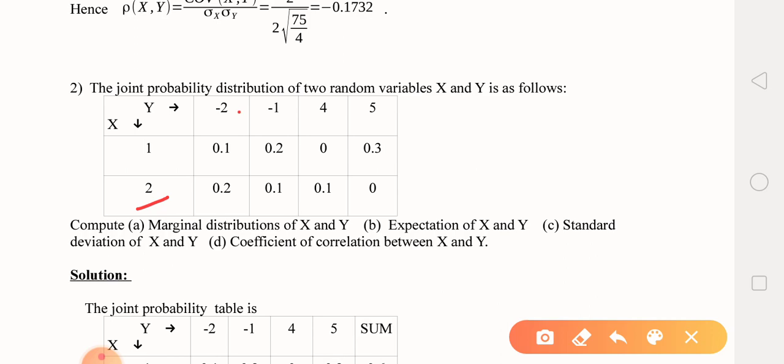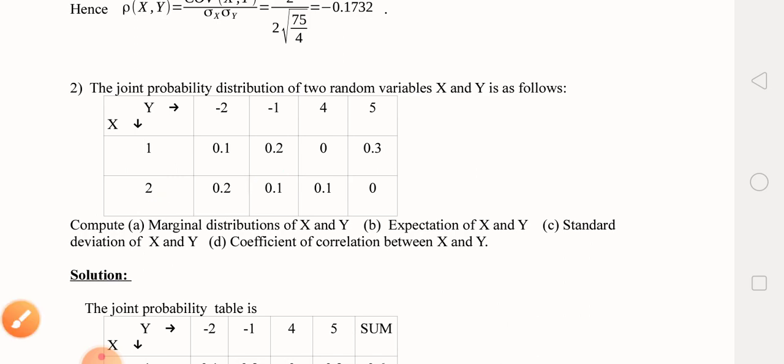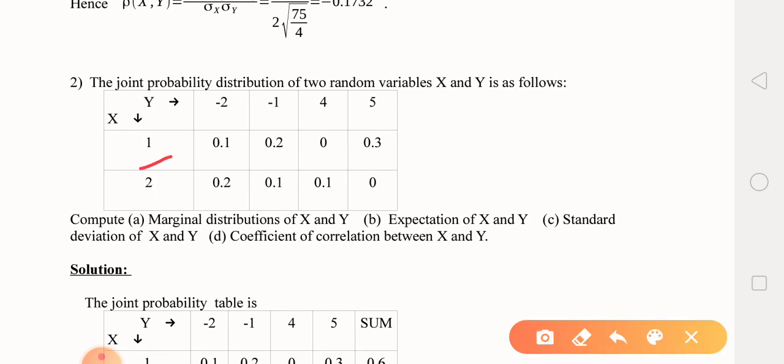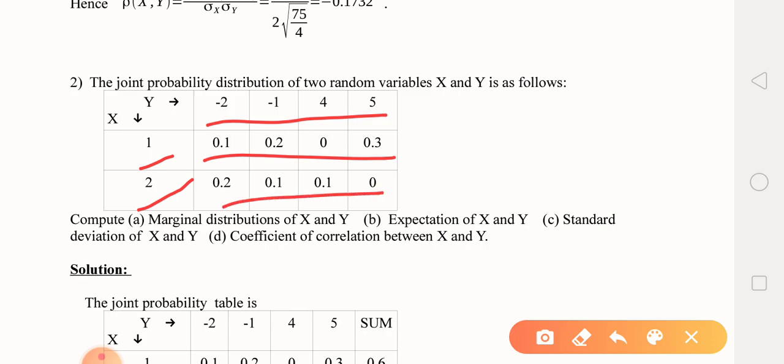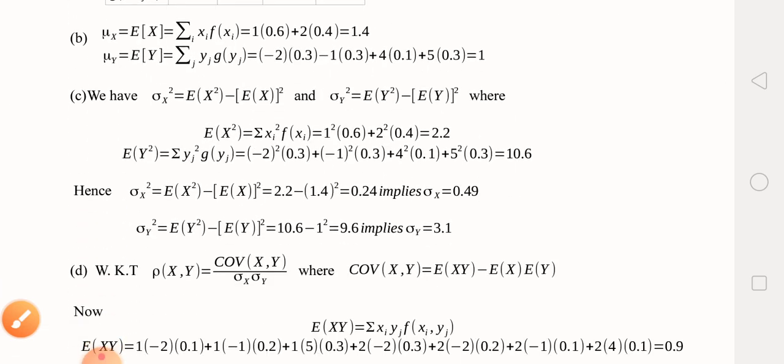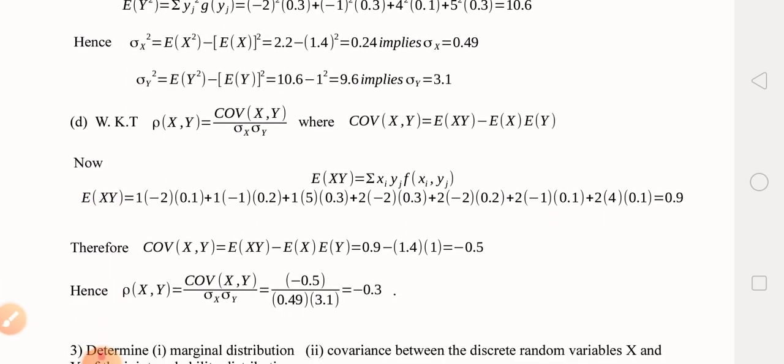2 into minus 2 into 0.2 plus 2 into minus 1 into 0.1 plus 2 into 4 into 0.1 plus 2 into 5 into 0. So now we have taken all possible combinations of 1 with all y values and their probabilities, along with all possible combinations of x equal to 2 with all y values and their probabilities. If you simplify that sum, you will get expectation of xy.